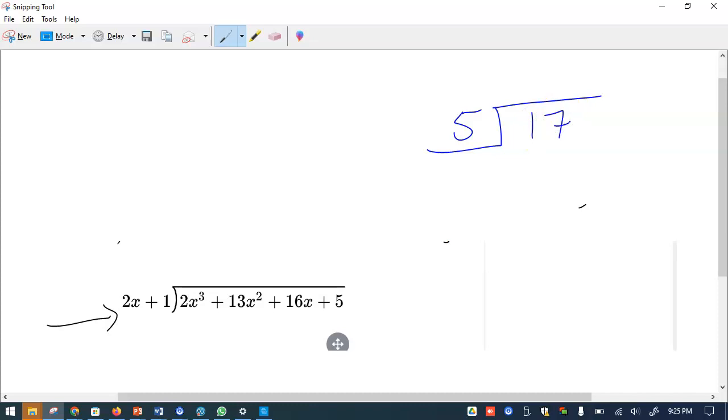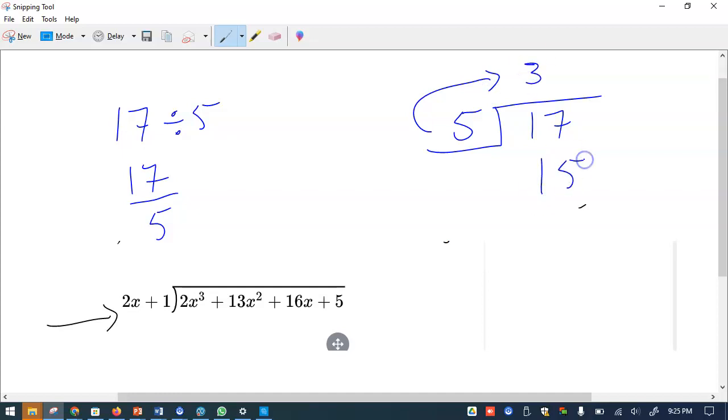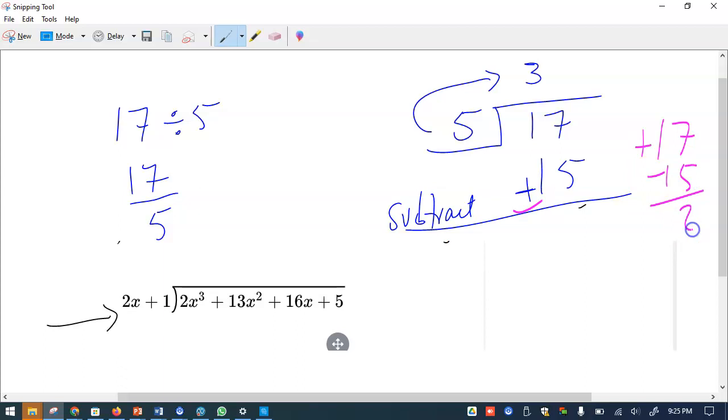What does it mean? You are dividing 17 by 5. In quotient form, it is 17 divided by 5. When you work this out, how many times does 5 go into 17? The closest I can think of is 5 times 3 is 15. Then you subtract, changing the sign, so it's 17 minus 15, which is 2. This is the remainder.